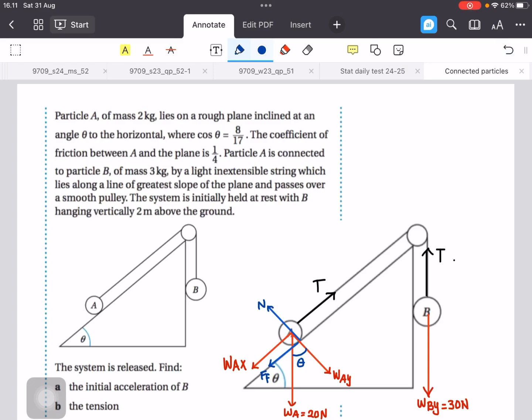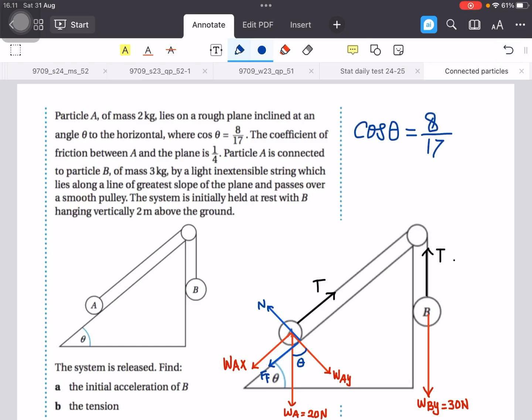Particle A is connected to particle B of mass 3 kg by a light inextensible string which lies along a line of greatest slope of the plane and passes over a smooth pulley. The system is initially held at rest, with B hanging vertically 2 meters above the ground. The system is released. Find A, the initial acceleration of B, and the second one, find also the tension.